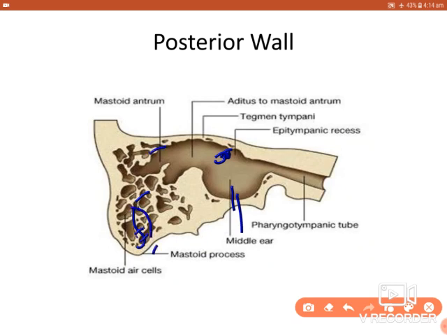This is the mastoid antrum, an air-filled space. Then this is the aditus to the mastoid antrum. The mastoid antrum communicates posteriorly with the mastoid air cells and anteriorly with the epitympanic recess through the aditus, which is the entrance. The mastoid antrum acts as a buffer system, which releases air into the tympanic cavity when the pressure is too low.